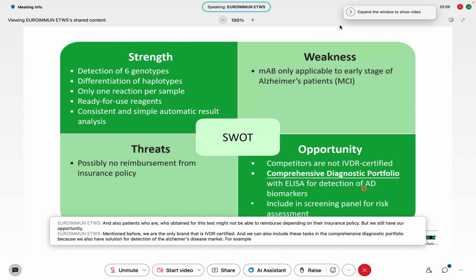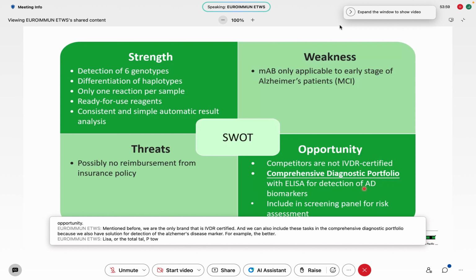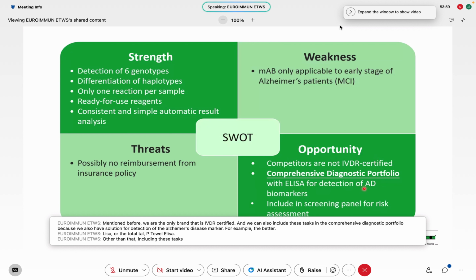Other than that, including these tests in the screening panel can also help raise the awareness because patients who are carrying the homozygous E4 genotype or heterozygous E4 genotype will know that if in the future they have Alzheimer's disease symptoms coming up, they are not suitable for the monoclonal antibody treatment.